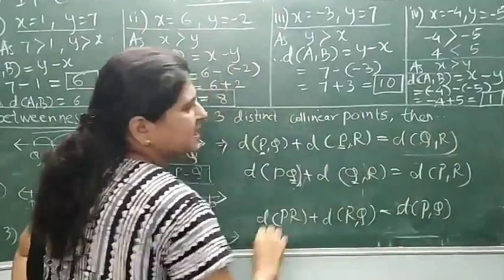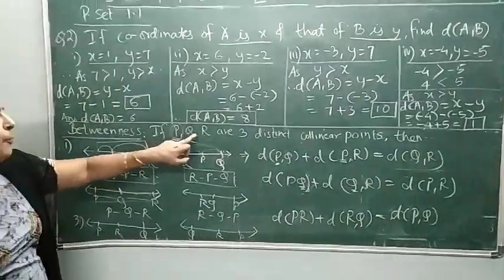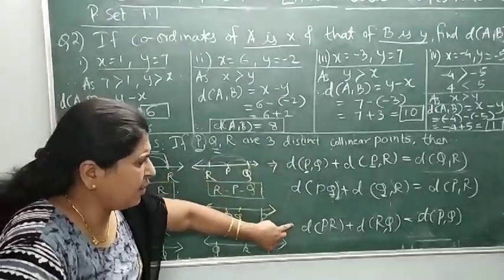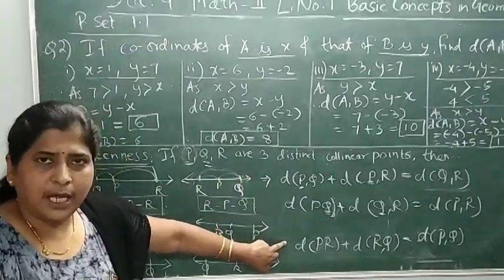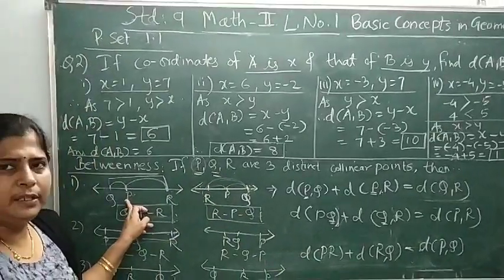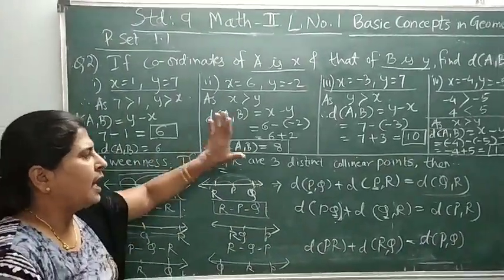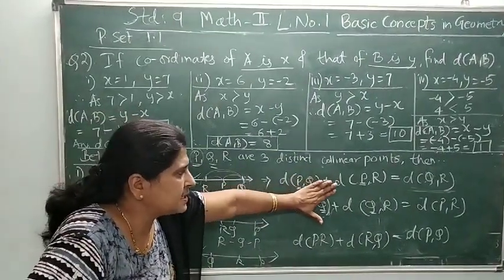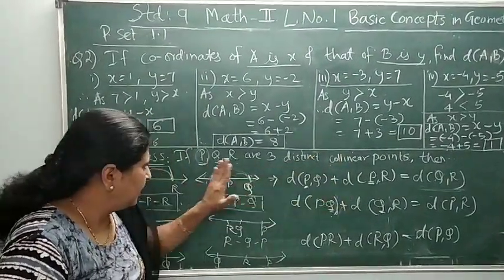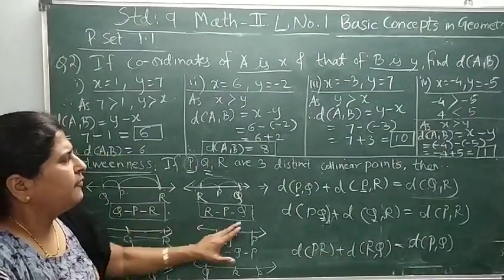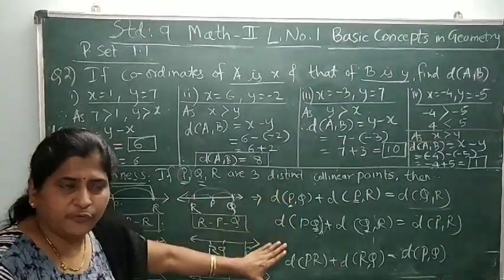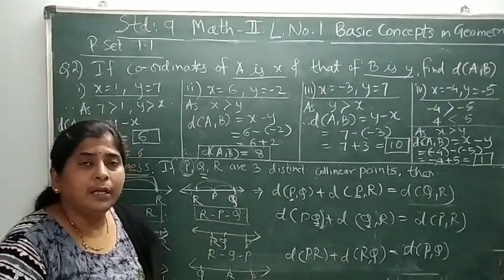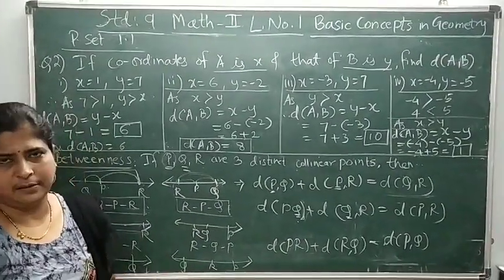So there are three possibilities when we have three distinct collinear points. If we find any one of the relations, then we can say the points are collinear. If it is given as collinear, we can have one of the situations, and vice versa. If we know these distances and we find this relation, then the points are collinear. And if we do not find any one of these relations, then the points are not collinear, in other words, they are non-collinear. Thank you.